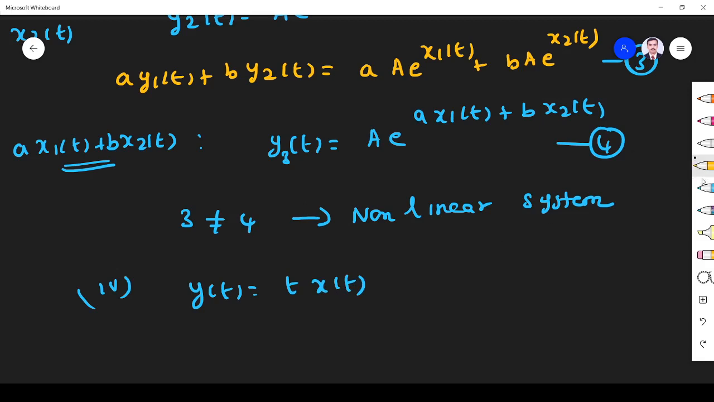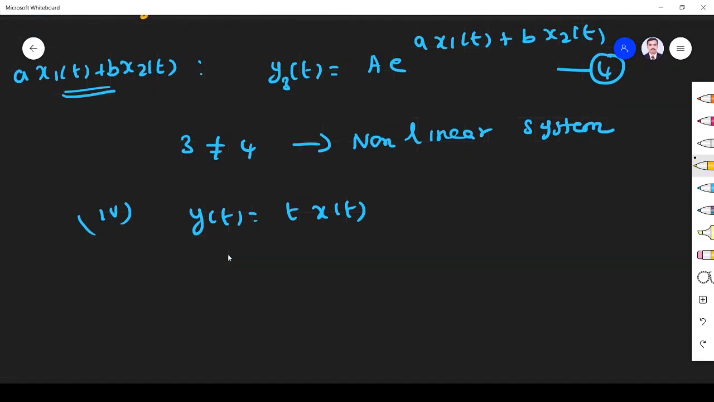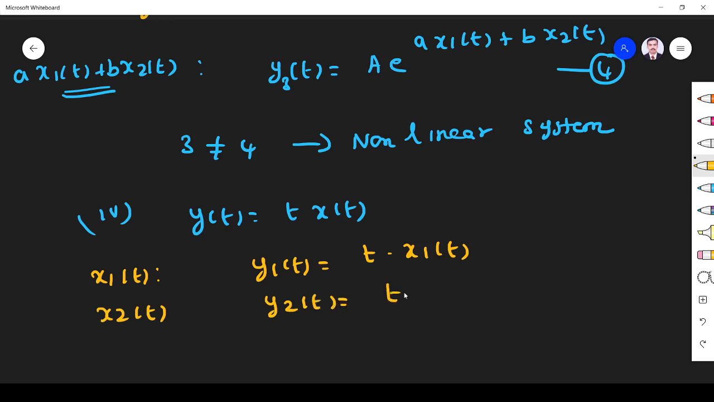Let us see whether it is a linear or non-linear system. As usual, we follow the same procedure. Okay. So, what is the thing? First, I apply input x1 of t. For that, my output is y1 of t is equal to t into x1 of t. Next, I apply input x2 of t. What I get is y2 of t is equal to t into x2 of t. This is my equation number 1. This is my equation number 2.